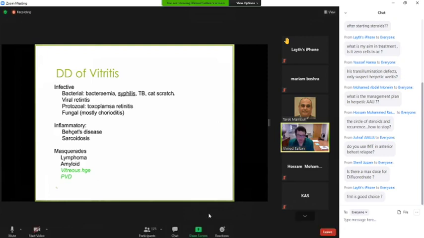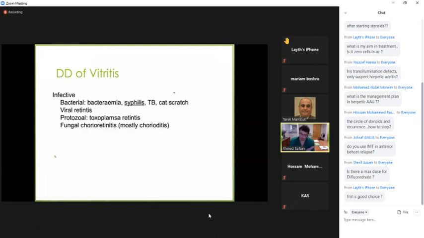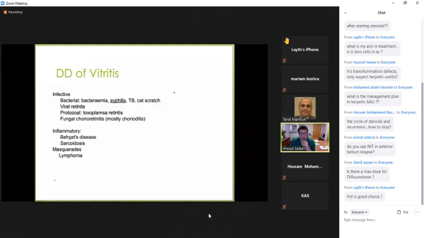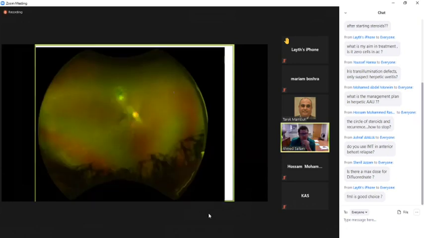So the rule is always exclude infection as much as you can before treating as inflammation, and keep masquerade at the back of your mind. So that's the rule. Exclude infection. If you really cannot find anything, treat as inflammation, but be cautious and keep the door open for maybe a masquerade. So the main worry here is that this patient would have a viral retinitis. That's the real main worry. So it could be, I mean, there's no history to suggest bacteremia, the patient is well, there's no history to suggest TB, but it could be really any of these, and it could be, as I said, inflammatory or sarcoid or masquerade.